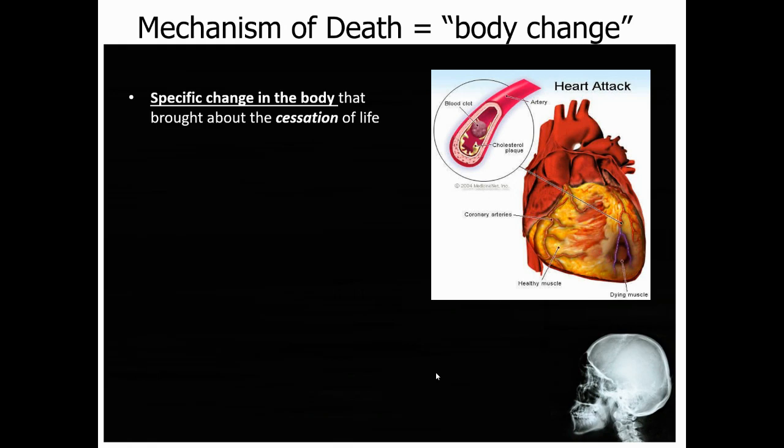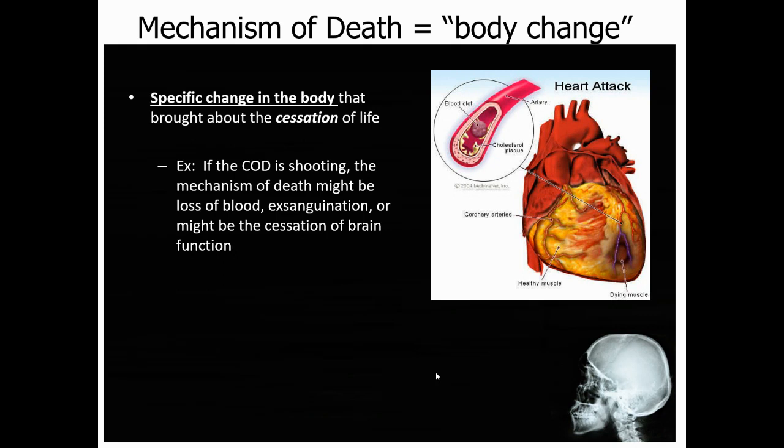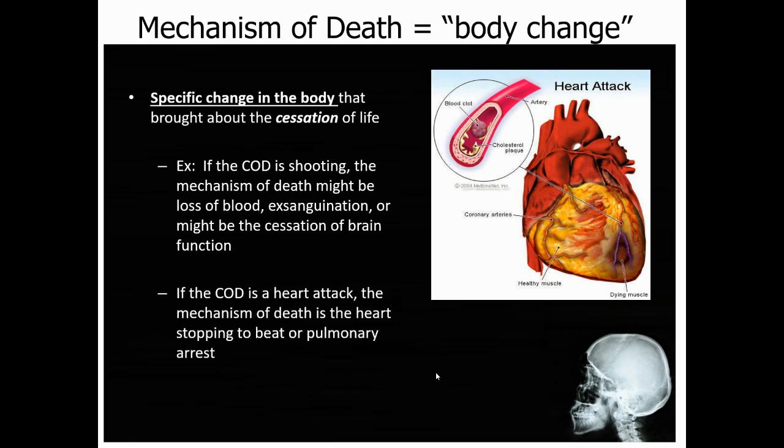Okay, mechanism of death is what actually happened in the body to cause you to die, the specific change in the body that brought about the cessation or ending of life. If the cause of death is a shooting, the mechanism of death might be partial loss of blood, or exsanguination, which means basically total loss of blood, or it might be that the bullet hit you in the brain and it caused your brain functions to stop. Okay? If the cause of death is a heart attack, the mechanism of death is the heart stopping to beat, or that's referred to as pulmonary arrest.